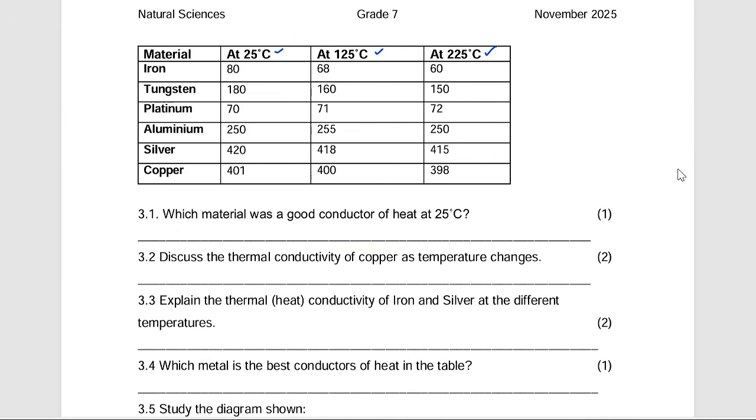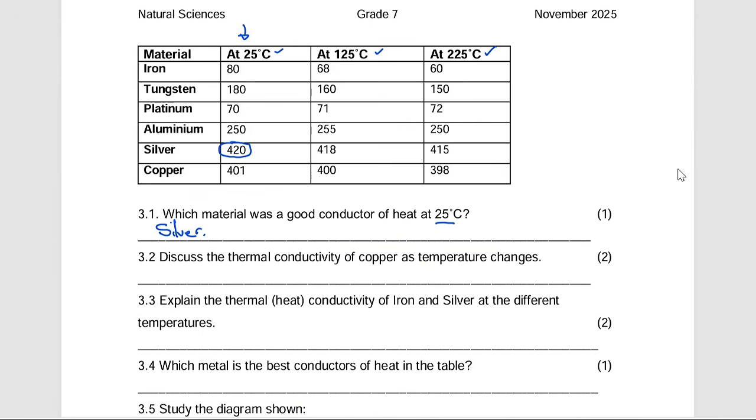So it says which material was a good conductor of heat at 25 degrees, right? So now we want to see how much heat can it absorb at 25 degrees, right? So we're going to look at this column there for 25 degrees, right? So now which one has got the highest temperature there? We can see that our silver there is the one that has got what? Highest temperature. So it means it was a good conductor of heat at 25 degrees. So our answer there is going to be silver.